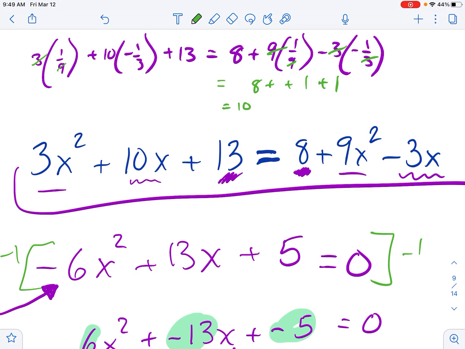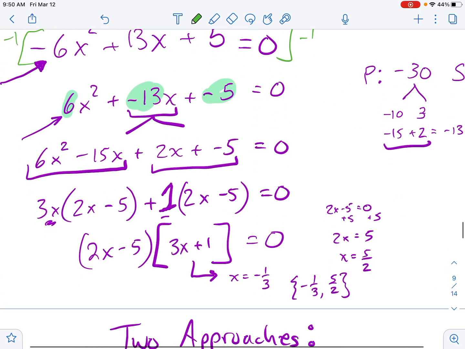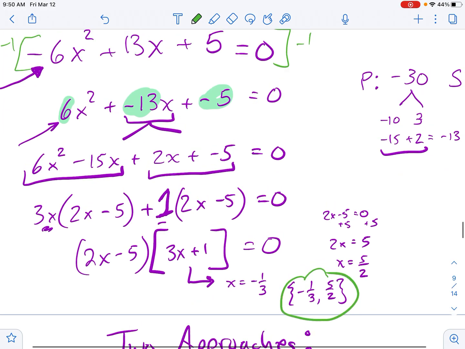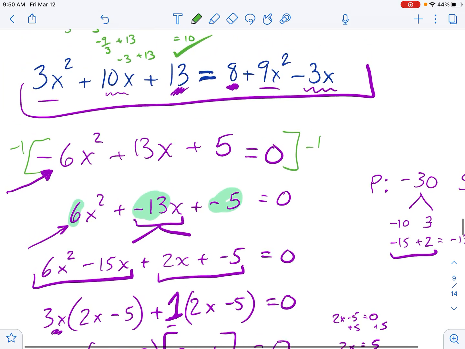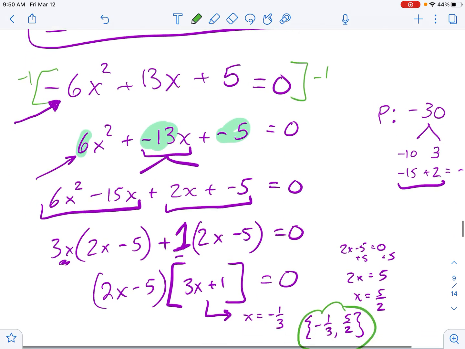This will cancel. I'll have a 1/3 plus a negative 10/3 plus 13. So I'll have a negative 9/3 plus 13. So that's really a negative 3 plus 13. Does that give me 10? Yes. Cool. So notice, this looks awful, and even the solutions were fractional, so we got worried, but it wasn't that hard to check. So yes, then I would want to put in 5 halves and check to make sure that works, but I won't put you through that pain.